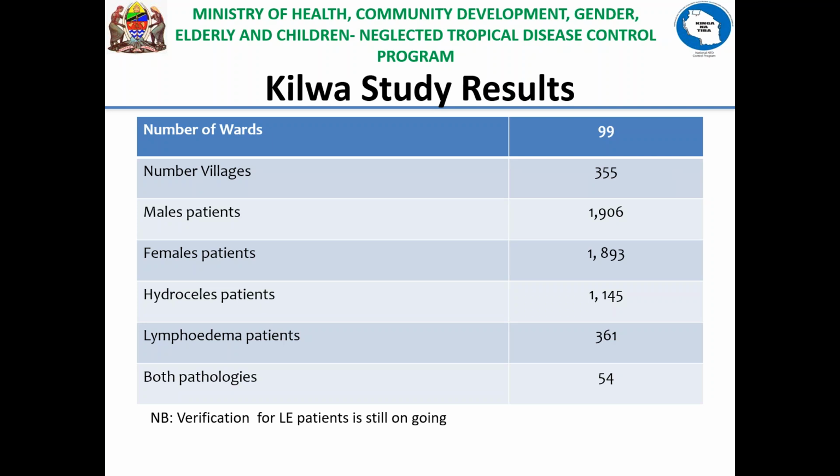The results indicated that males registered were 1,906, while females were 1,893. And out of them, 1,145 patients were identified to have scrotal swelling or hydrocele, and 361 to have lymphedema. Those with both pathologies were 54. We have not yet validated this. Verification of the cases is currently ongoing.